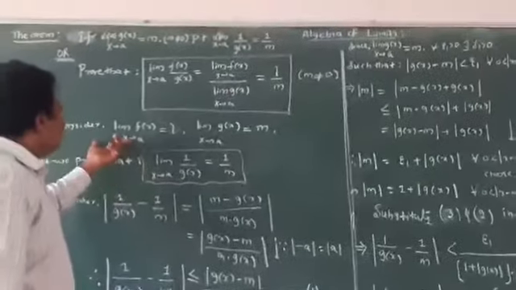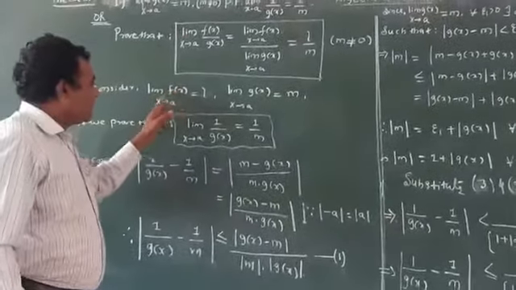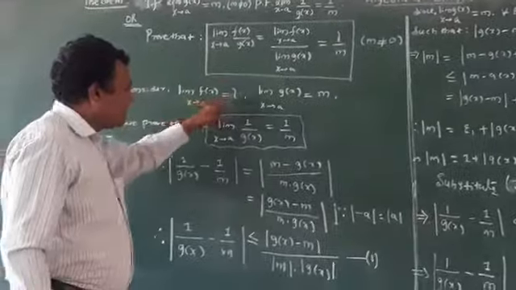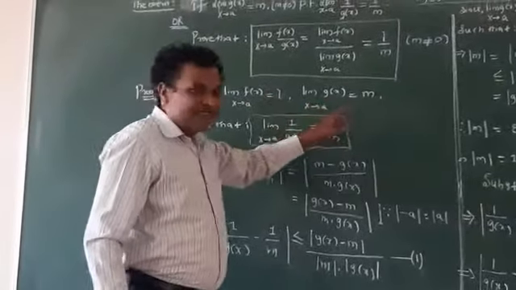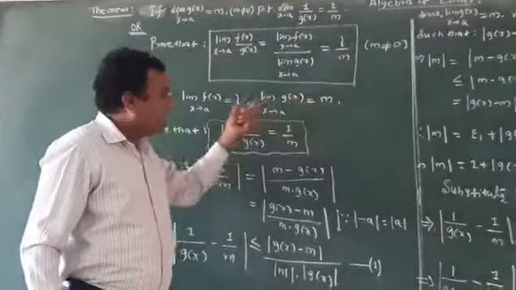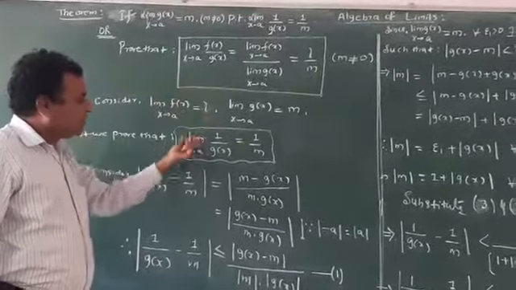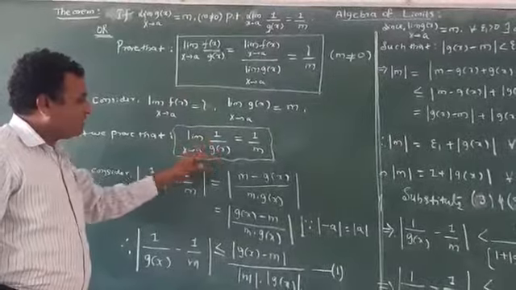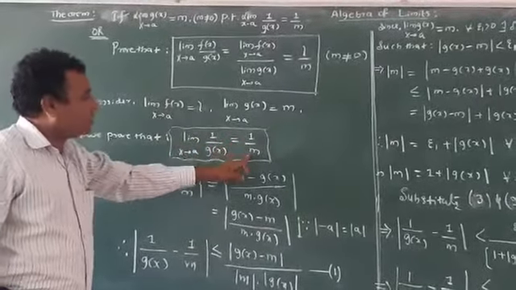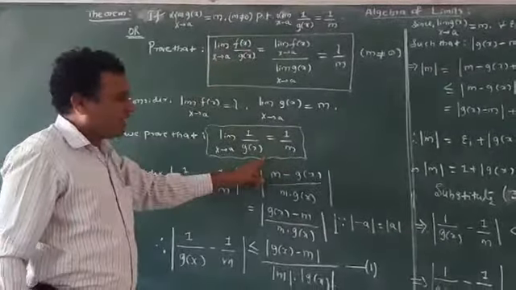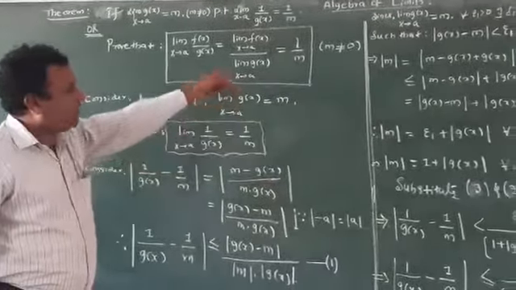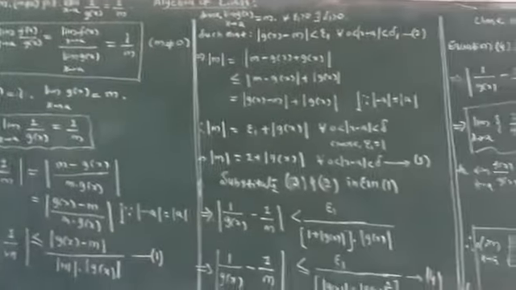Consider limit of f of x as x tends to a equals L and limit of g of x as x tends to a equals m. You have to consider the L and m values. In order to prove this result, first you have to prove that limit of 1 by g of x as x tends to a equals 1 by m. First we have to prove that. If you substitute the value in that, we get the second result.